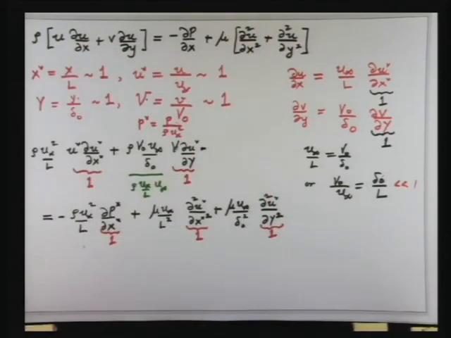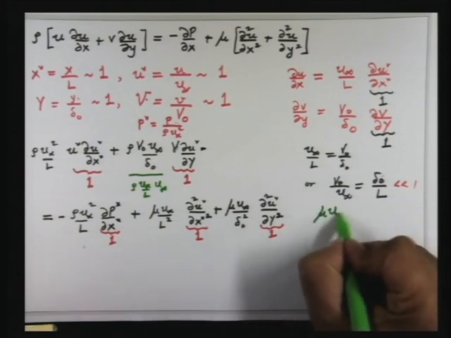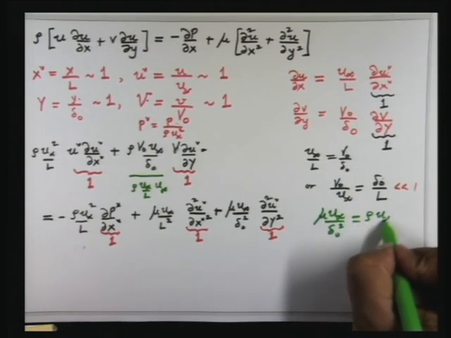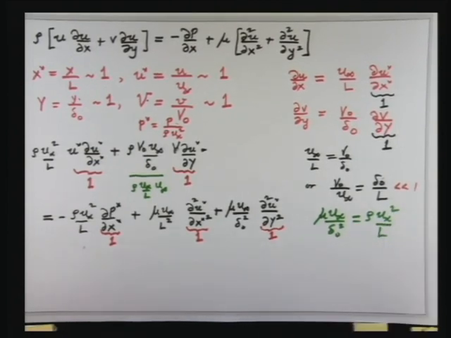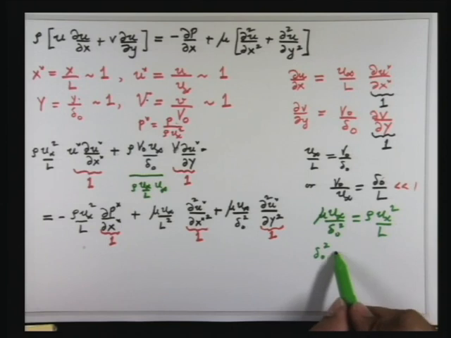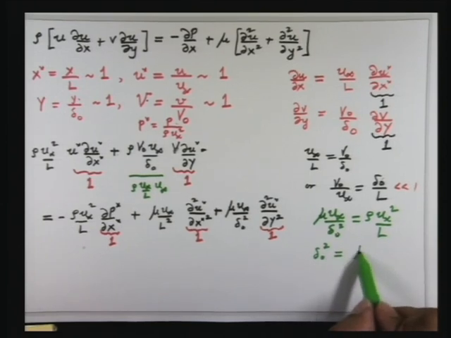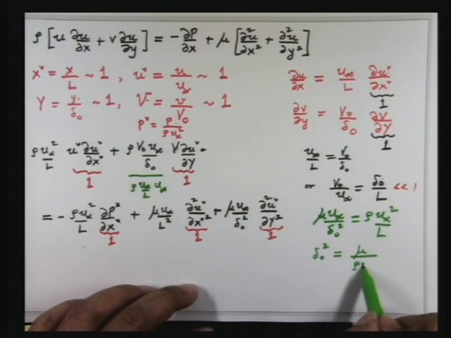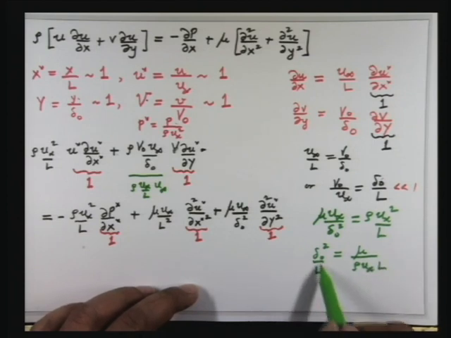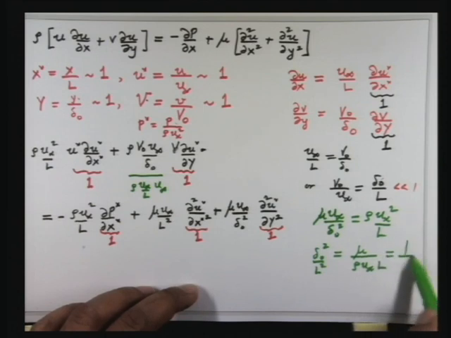So from that you get the delta naught squared. So what you will do is you will equate this term, which is mu u infinity by delta naught squared, to rho u infinity squared by L. If I bring this term to this side, you have delta naught squared equal to mu by rho u infinity. If I divide by L, then you will have this, which is 1 upon Re.